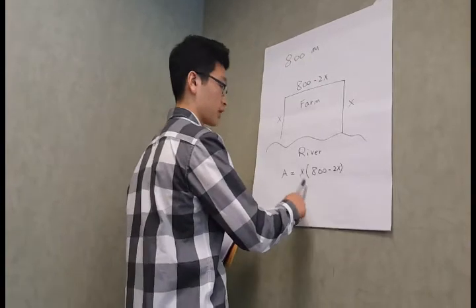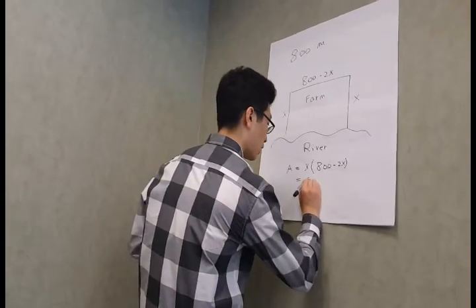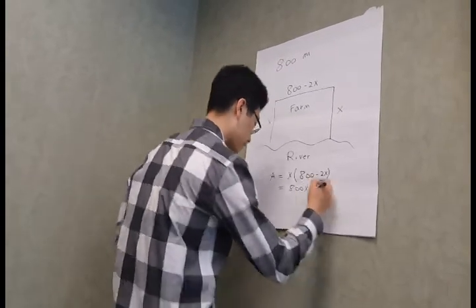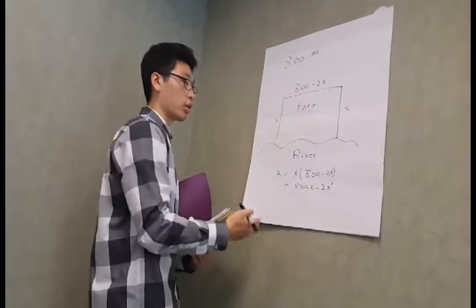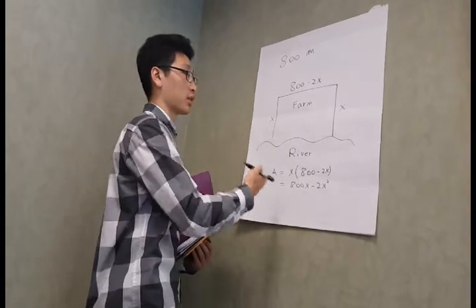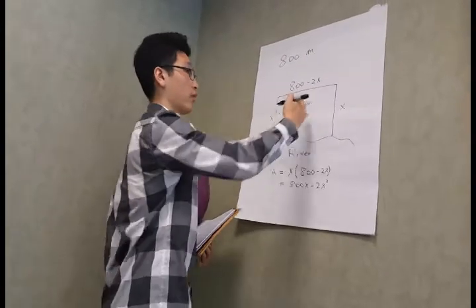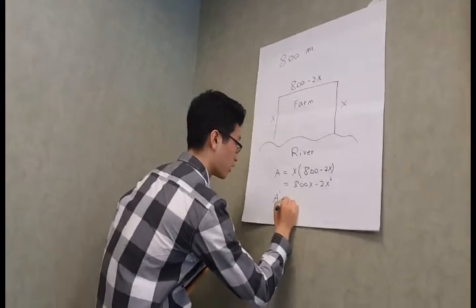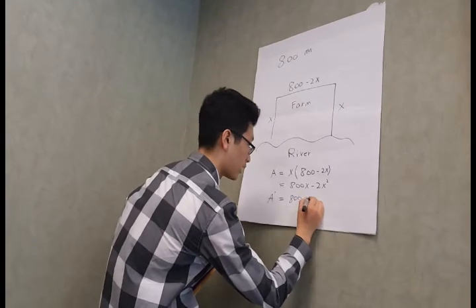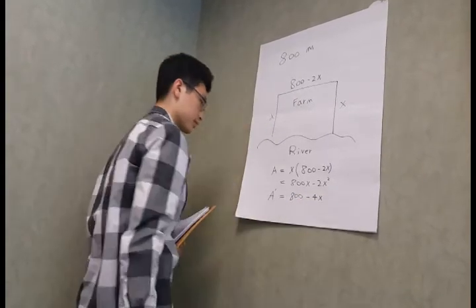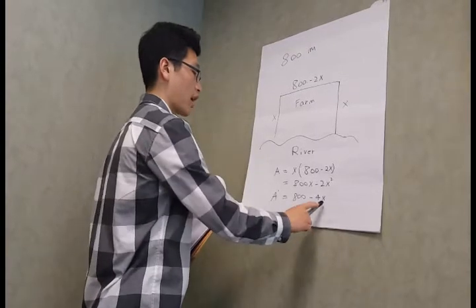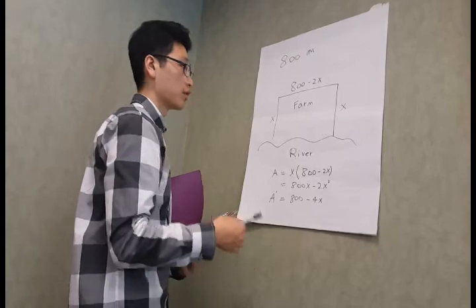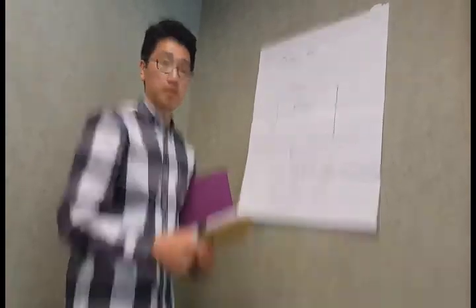Okay. So a simplified version of this expression is 800x minus 2x squared. And now we're going to find the local maximum since we're looking for the largest area that 800 meters worth of fencing material can enclose. So the A prime here is 800 minus 4x. Now, we need to find the value of x that will make the derivative of the area 0 for us to find the local maximum, right?